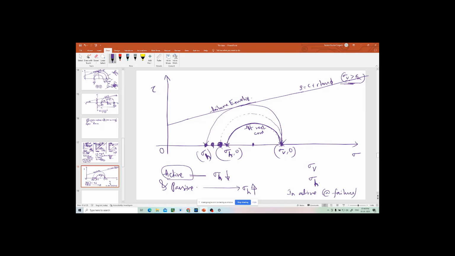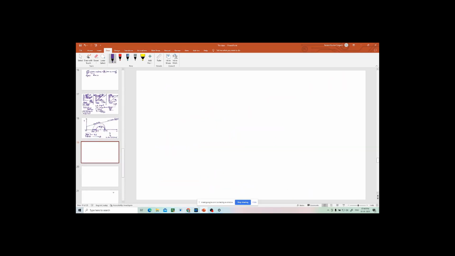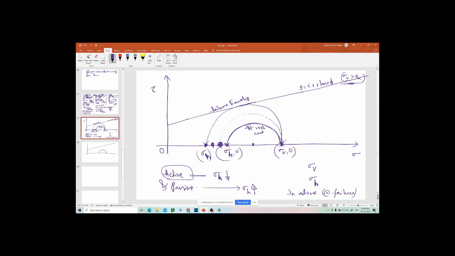That's why you ended up with sigma h again less than sigma v. You might ask this question, but I'll go for another thing. This is the failure envelope. In the initial condition, what did I take? I just assumed that sigma h is less than sigma v. So then after that, you have to decrease sigma h to get the active condition. That's why I moved in this direction.